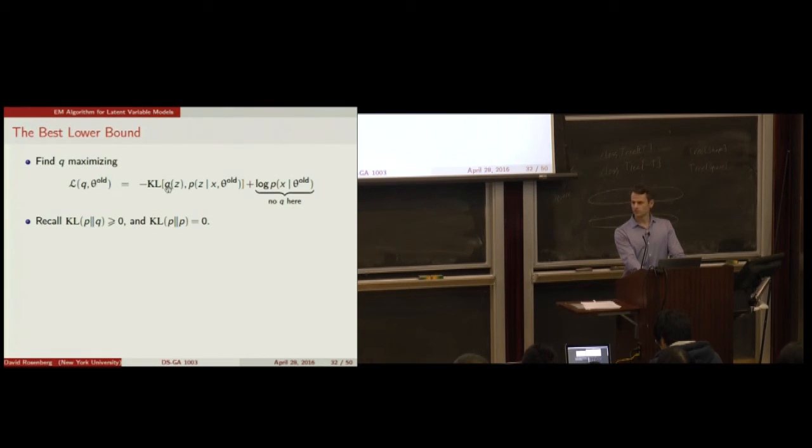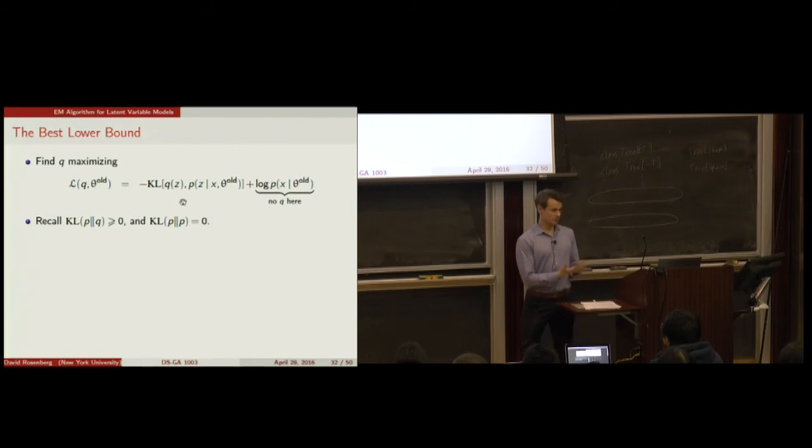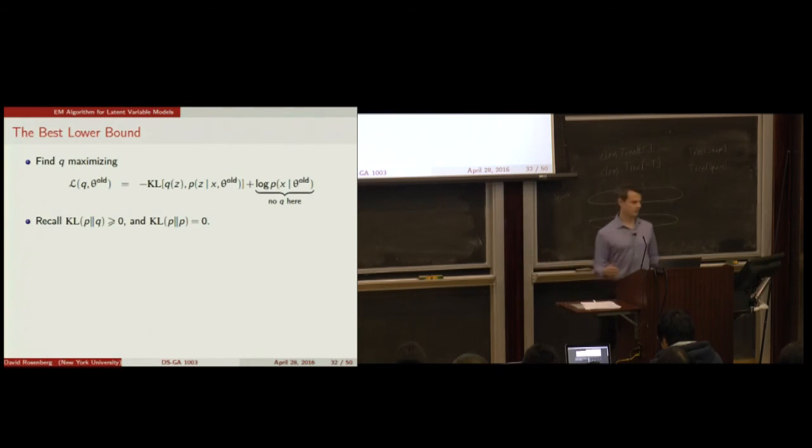Very easy. Take Q equal to P of Z given X and theta old. This would have been what you could have guessed. And it's pretty natural, right? What's our best guess for Z? How about the conditional distribution of Z given what we observed, X? It's very natural. And here's the proof that that is the maximizer for fixed theta old.